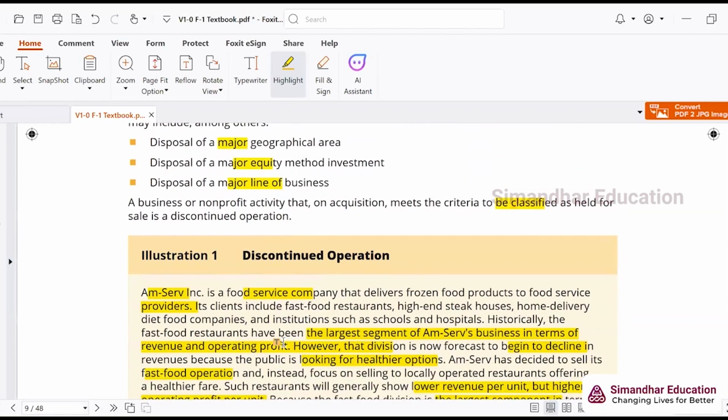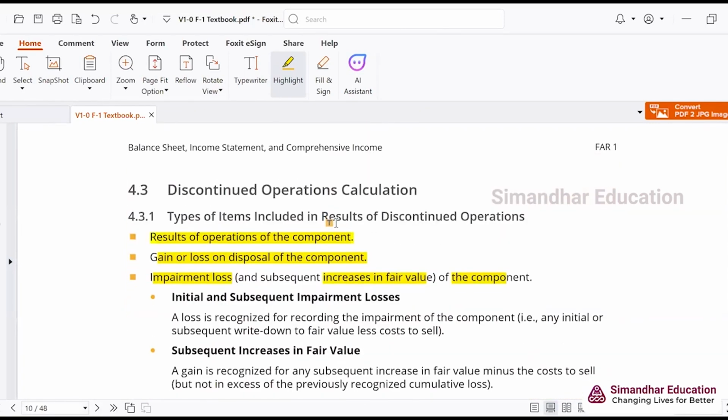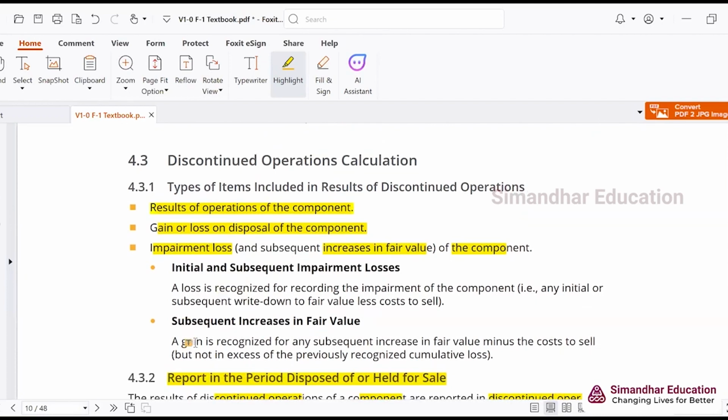Then what will we disclose for the discontinued operation? We will disclose results of operations, that is income or losses, and gain or loss on disposal. If you sell it off, what is the gain or loss? If we have not sold it off, any impairment loss will be disclosed. Initial and subsequent measurements you will understand when we do impairment, because if I explain now, you will not be able to understand anything out of that.